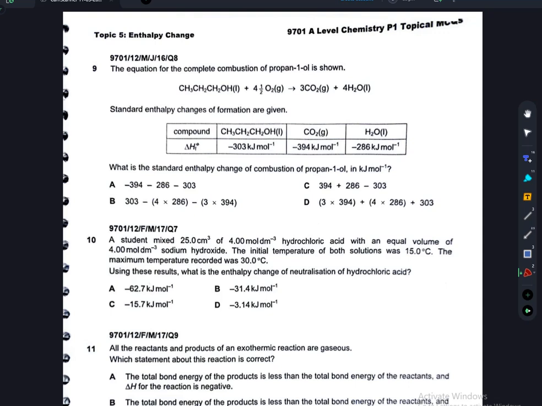Okay, so this is again an alcohol that is shown. Standard enthalpy changes of formation are given. So we have been given the enthalpy changes of formation of propanol itself, the carbon dioxide, and the H2O. Okay, now what is the standard enthalpy change of combustion of propanol? Now we are combusting this whole thing. Again, as in question number 1 at the start of the video, you apply Hess's law in the same directions.